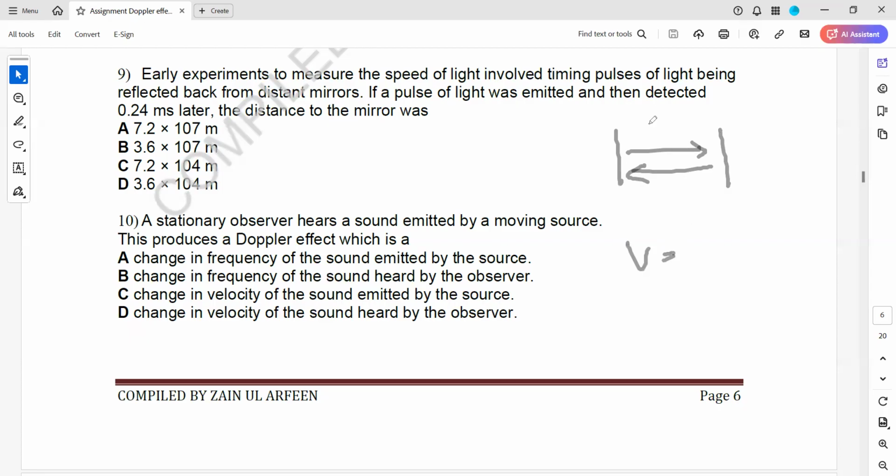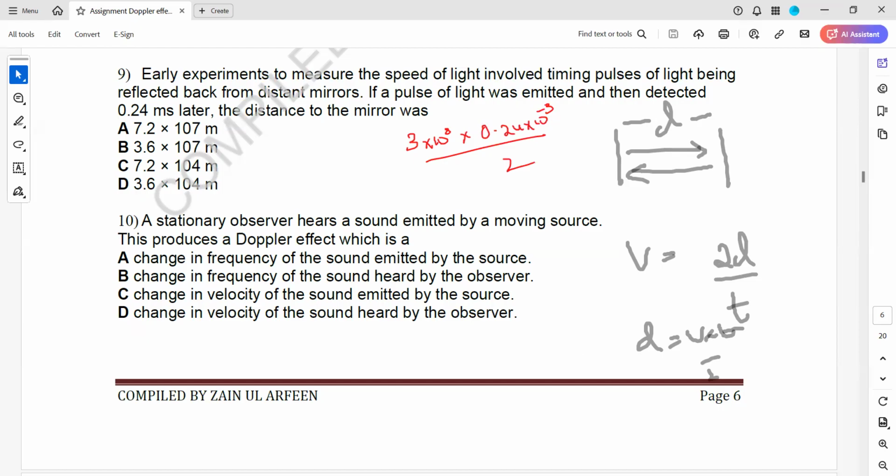We have the formula because we need the distance between the mirrors. So v will be 2d divided by t, so d will be v times t divided by 2. V is the speed of light, which is 3 times 10 to the power 8. T is the total time for the pulse to be sent and received, which is 0.24 milli, meaning 10 to the power minus 3, divided by 2. So what's the answer for this? So 3.6 times 10 to the power 4. So D will be the right answer.